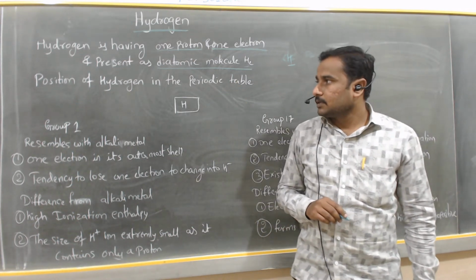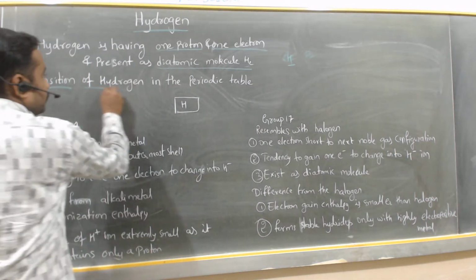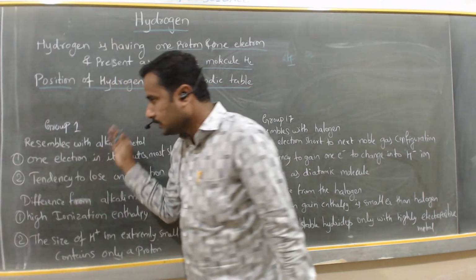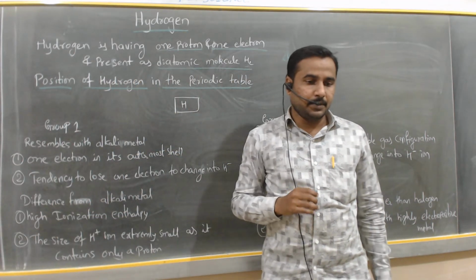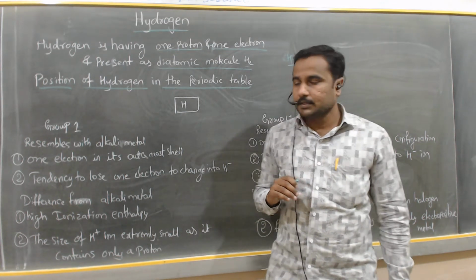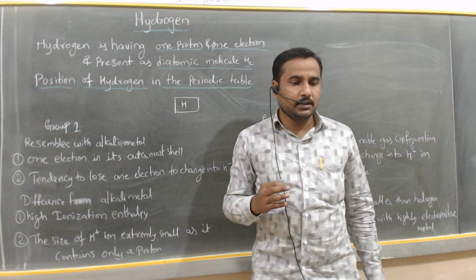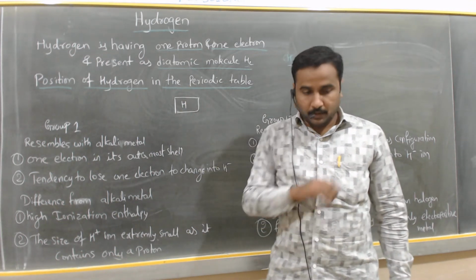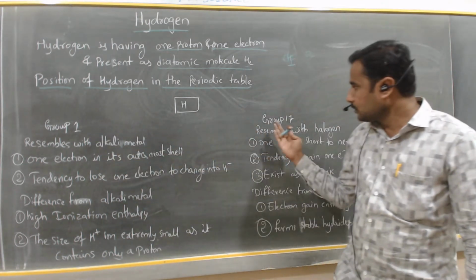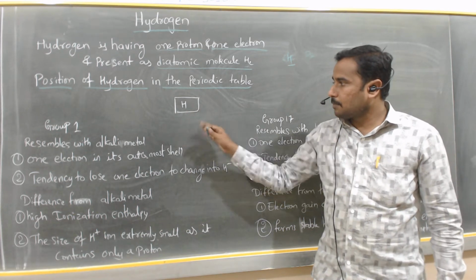So next is the position of hydrogen in the periodic table. This concept I already explained briefly in the classification of elements. Why do we keep hydrogen above the periodic table? Consider that group 1 elements come here and group 17 elements come here. We are placing hydrogen at the top of the periodic table.